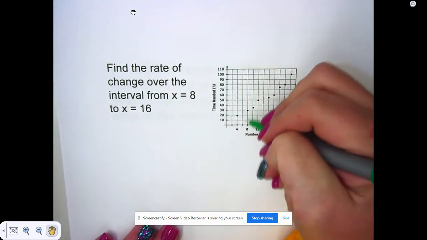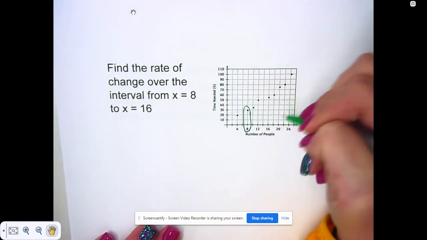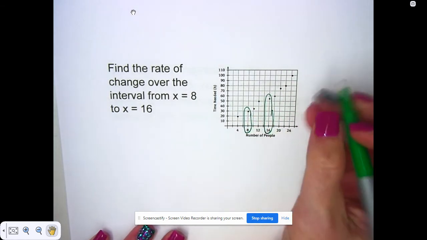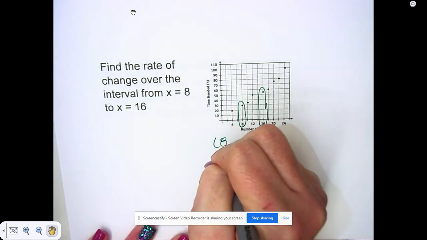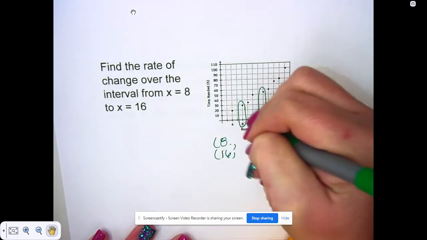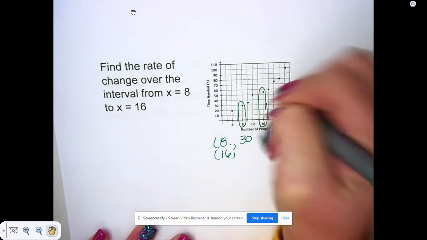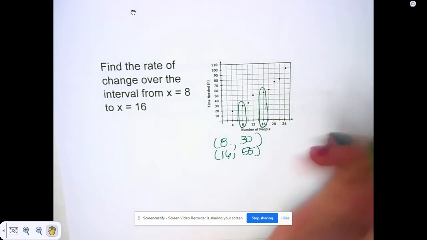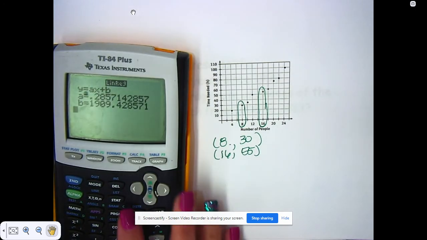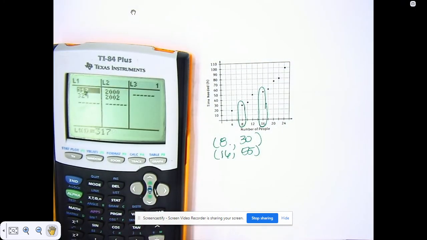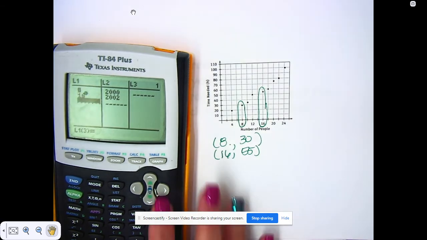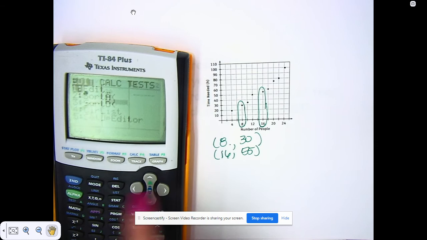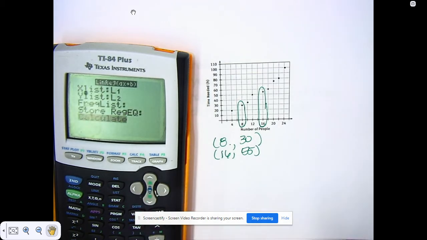So you were only worried about 8 and 16. And these are a little hard, so I'm going to make sure we get the same numbers here. My ordered pairs would be 8 and 16, and my y values, we're going to make that 30 and 55. So if you're going into stat edit, your x's are 8 and 16, and your y's are 30 and 55. StatCalc 4.